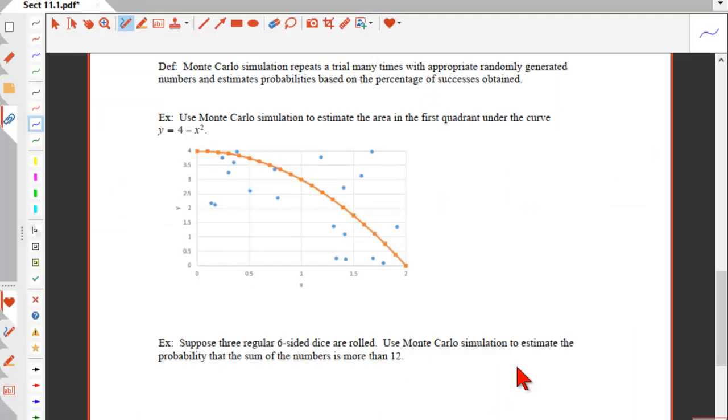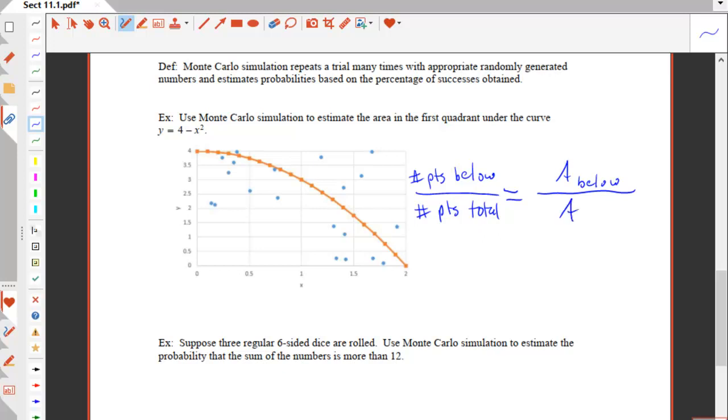Now, what am I going to do with these numbers when I get them? Well, I'm going to set up a proportionality relationship. So I'm going to count the number of points or darts below the curve, below the parabola, and divide by the number of points total. And if these darts are landing randomly, the fraction of the darts that land below the curve should be the same as the fraction of the total area that's below the curve. So area below the curve divided by area total.